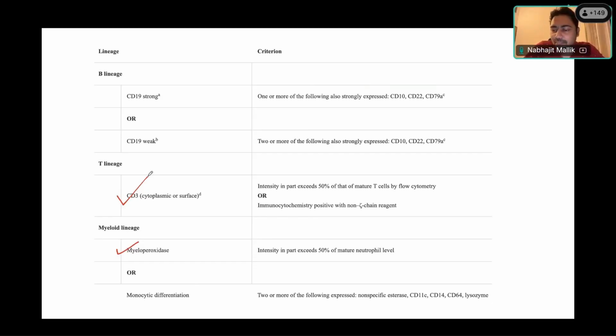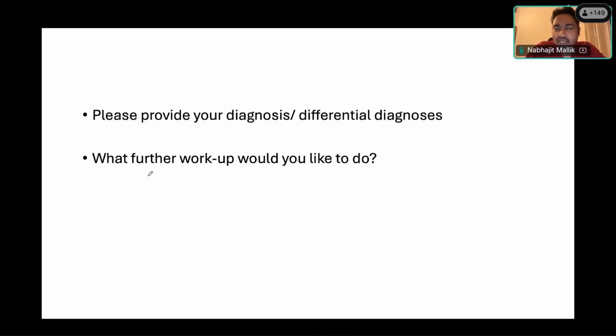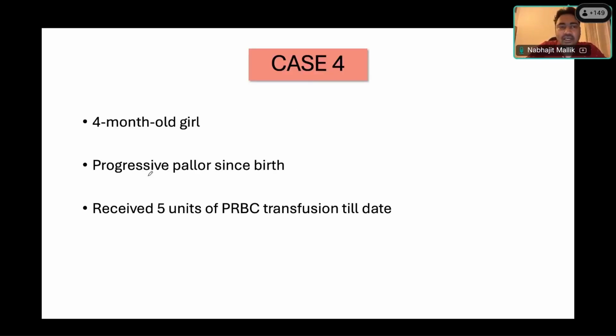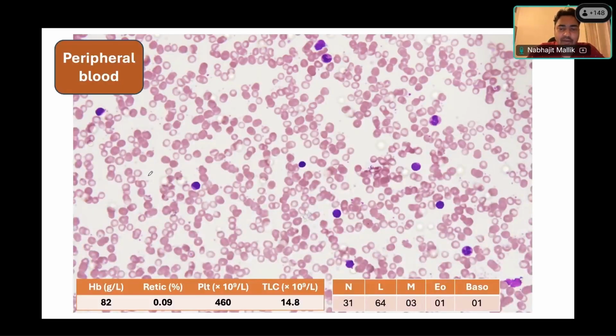Okay? Right. So we move on to the next case, which is case 4. Let's go to Ekta. We have a 4-month-old girl, has progressive pallor since birth and received 5 units of packed RBC transfusion till date. So very young 4-month-old infant already receiving transfusions. And this is the peripheral blood picture that you get.